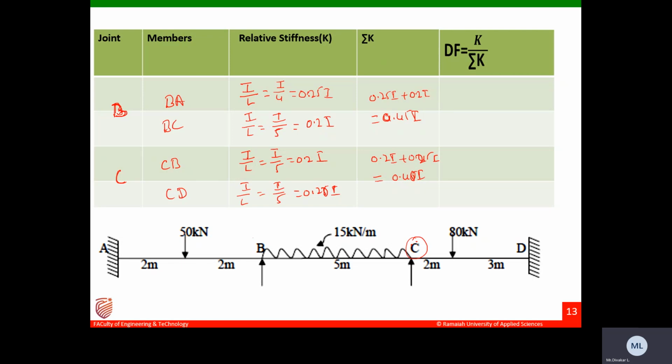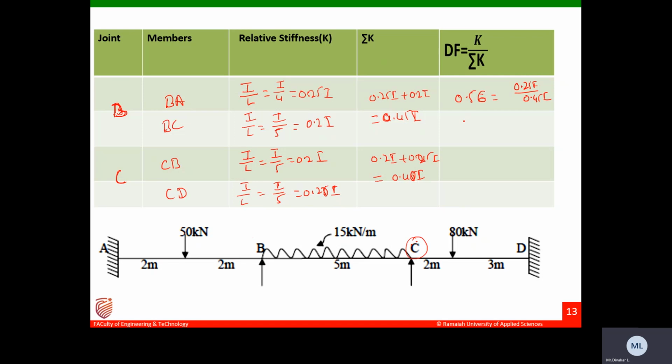Now let us calculate the distribution factors. What are the distribution factors? Here the first one will be 0.56. How did I get 0.56? It is 0.25 I divided by 0.45 I, so we got 0.56.